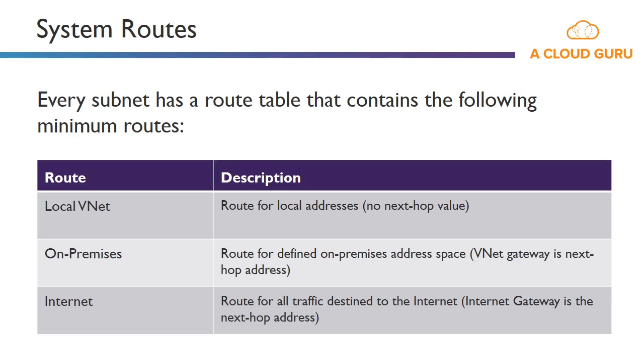in your premises, and the next hop will always be the VNet gateway, which traverses the traffic to your on-premises data center. And finally, you'll have your internet route, and this is a route for all traffic destined to the internet, and the internet gateway is always the next hop address here.